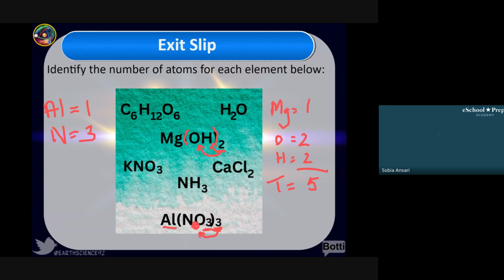Oxygen has a subscript of 3 with a 3 on the outside, so 3 times 3 is 9. So we're going to assume there's 9 oxygen atoms. We add them up with a total of 13 atoms in this chemical formula.